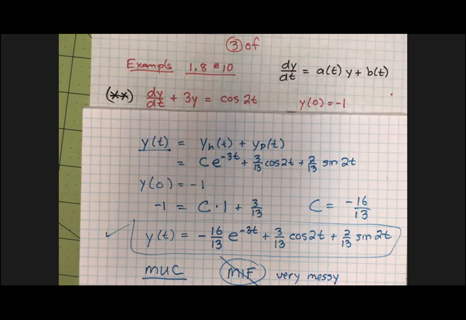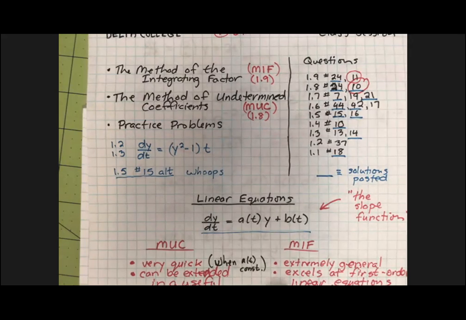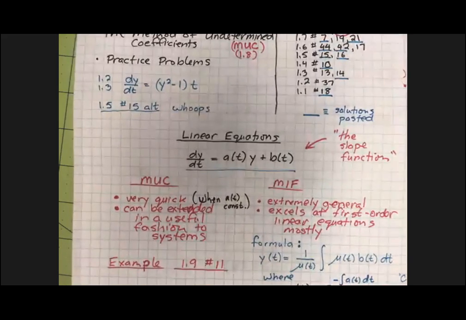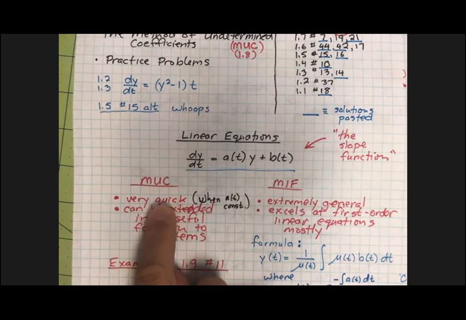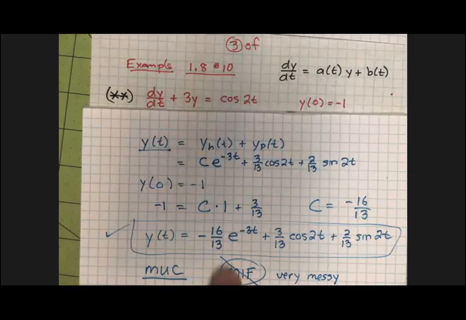So you got your two methods. Remember what we said at the beginning. They both excel in different things. The method of integrating factor always works, but the method of undetermined coefficients is quicker when it applies, most often. So if you want to have some fun, go do this problem with the method of integrating factor, but you won't enjoy it as much.